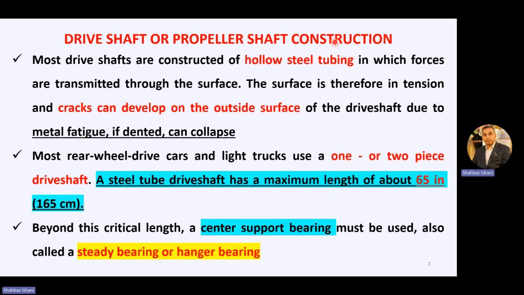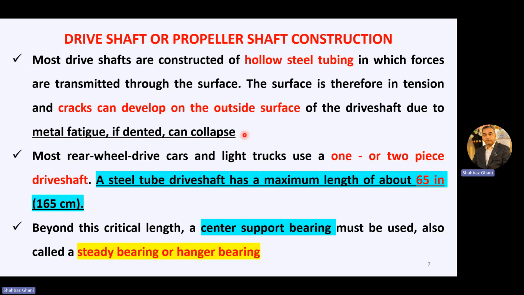Drive shaft or propeller shaft construction. Most drive shafts are constructed of hollow steel tubing in which forces are transmitted through the surface. The surface is therefore in tension and cracks can develop on the outer side surface of the drive shaft due to metal fatigue. If dented, it can collapse. So I read again. Most drive shafts are constructed of hollow steel tubing in which forces are transmitted through the surface. The surface is therefore in tension and cracks can develop on the outside surface of the drive shaft due to metal fatigue.